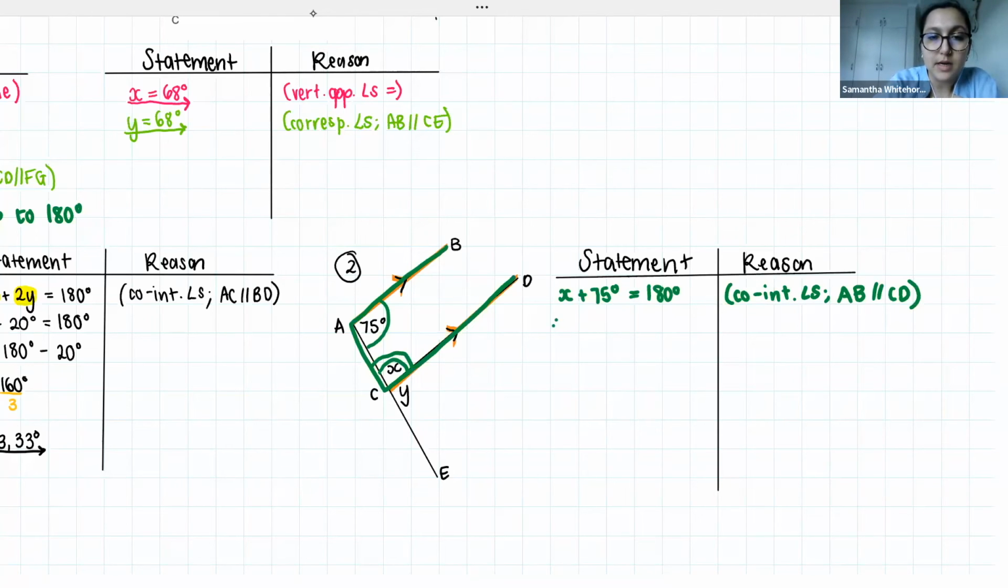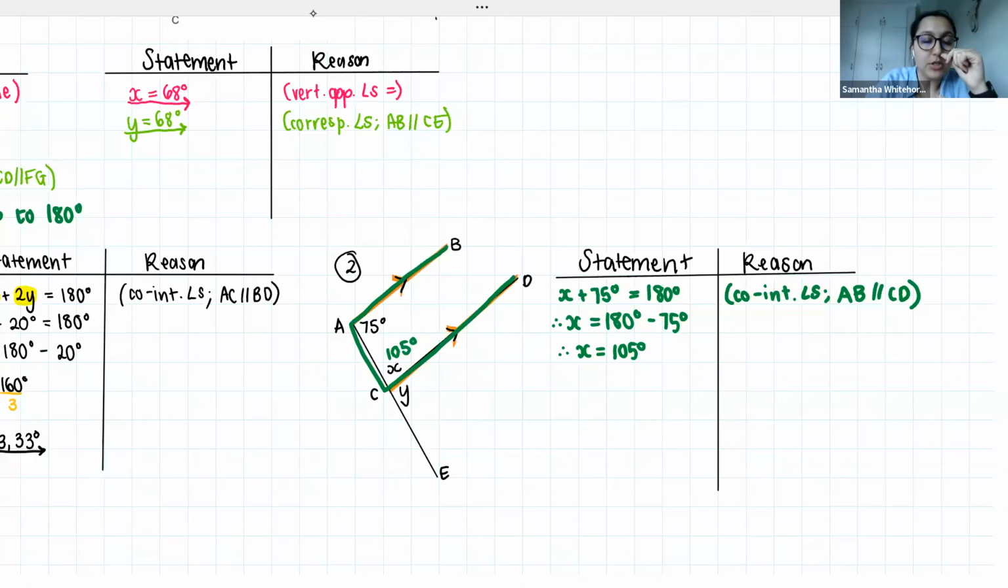Now that I've got that, I can solve for X. So that means I have to subtract 75 on both sides of my equation. And I get that X is equal to 105 degrees. Okay, so remember, X and 75 are not equal. They're co-interior angles. They have to add up to 180 degrees. And so I work out that X is equal to 105 degrees.